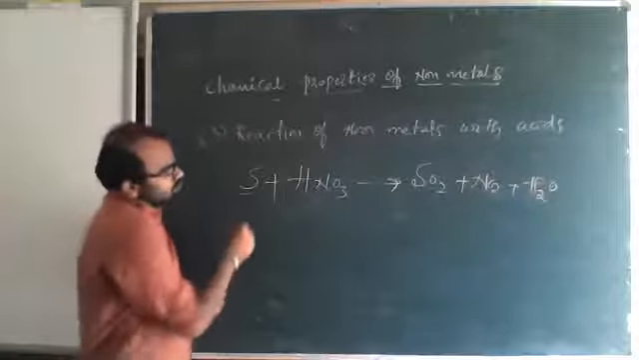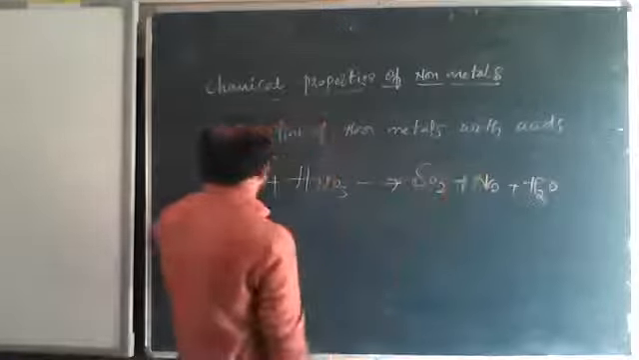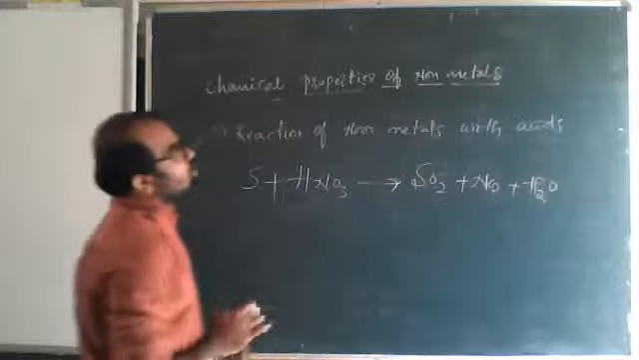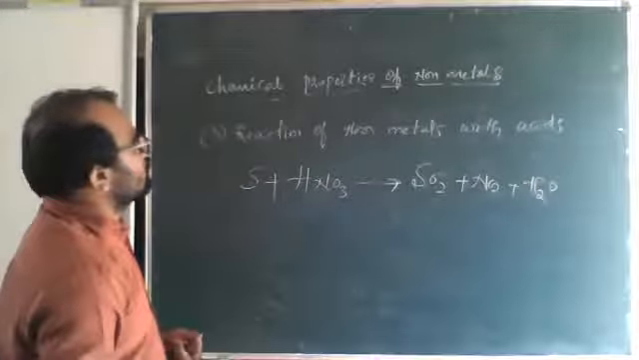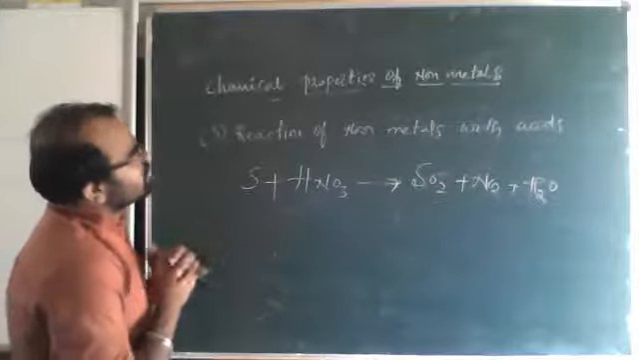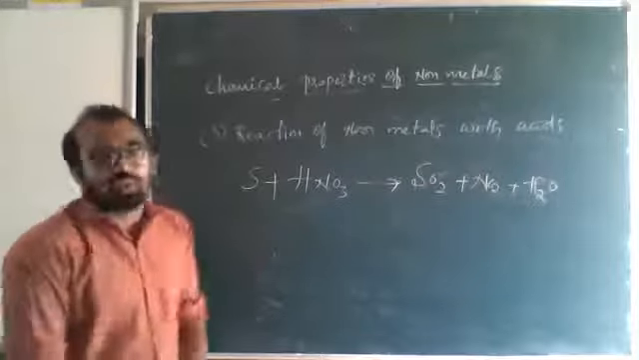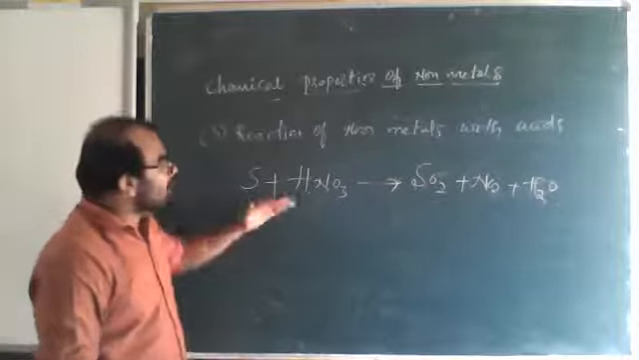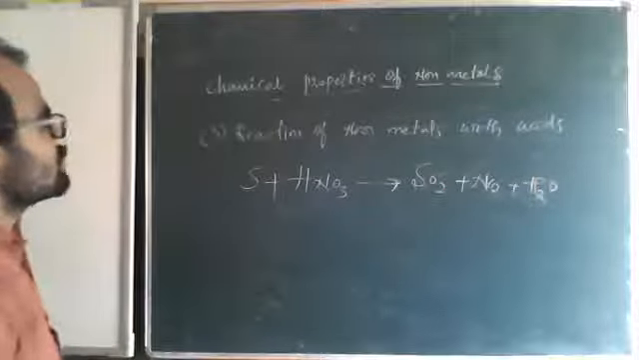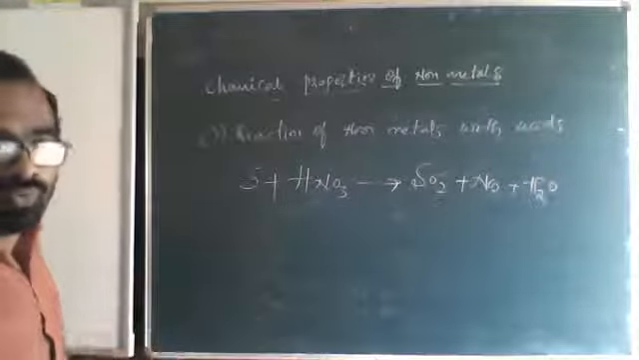See here, S is there, O2, and here NO2, H2O. So S is reacting with HNO3. How many O's are there? That side 5 O's, but here only 3 O's are there. So now what we have to do is balance this equation. Look properly: S plus HNO3 gives SO2 plus NO2 plus H2O.